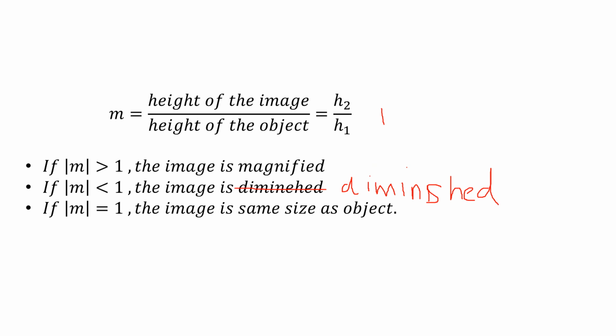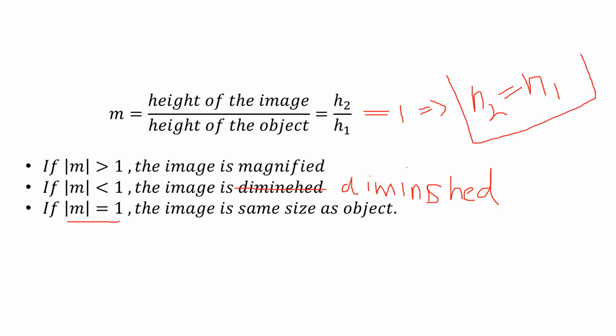Now finally, when your magnification equals 1, that means h2 by h1 equals 1, which in turn implies that h2 equals h1. That means the height of the image is equal to the height of the object. The image is the same size as the object. The image formed will be the same size as the object.